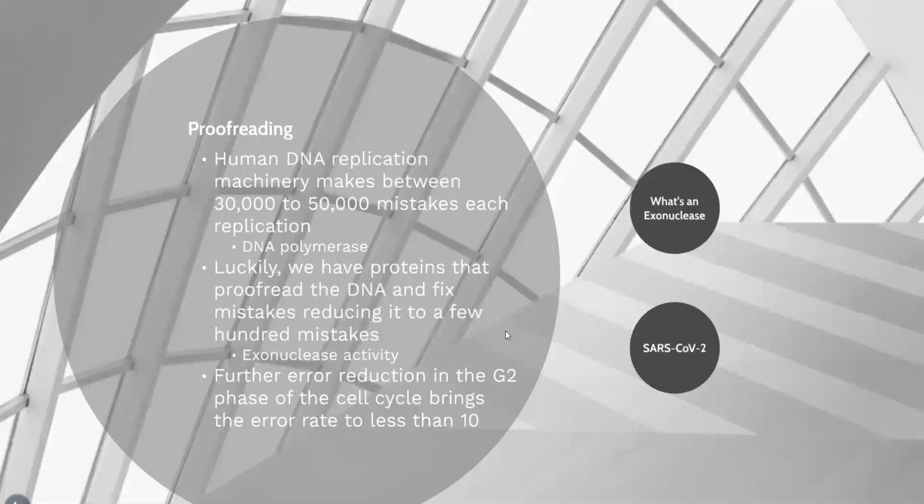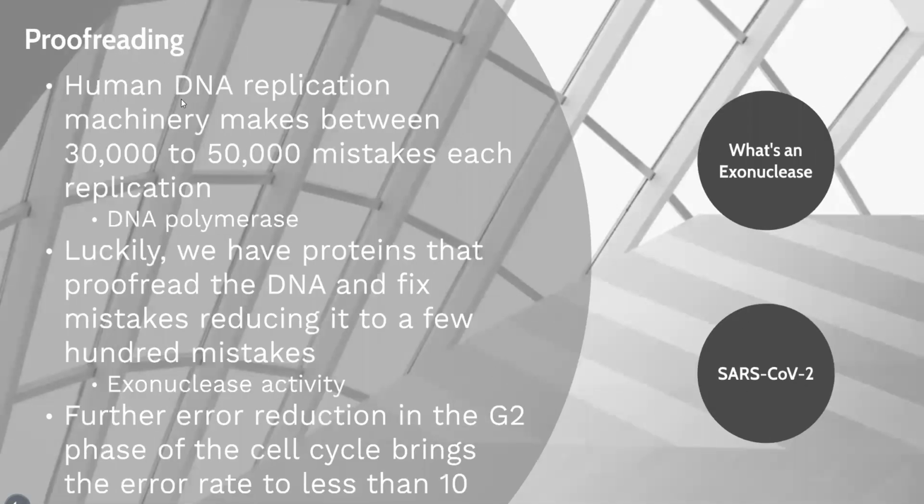Now I want to talk about proofreading a little bit. Human DNA replication machinery makes between 30,000 and 50,000 mistakes each replication. What we're referring to here is DNA polymerase. And if you go back to your biology from back in the day, we know that DNA polymerase is what goes along the DNA and makes copies.